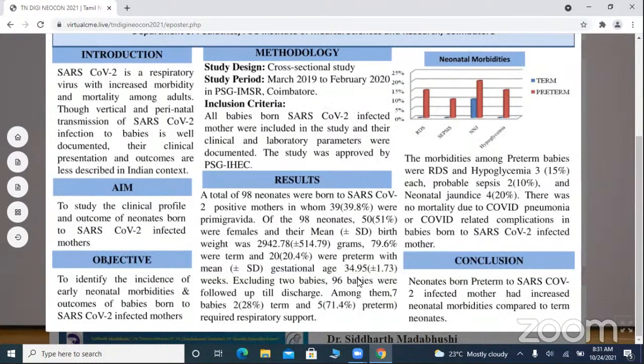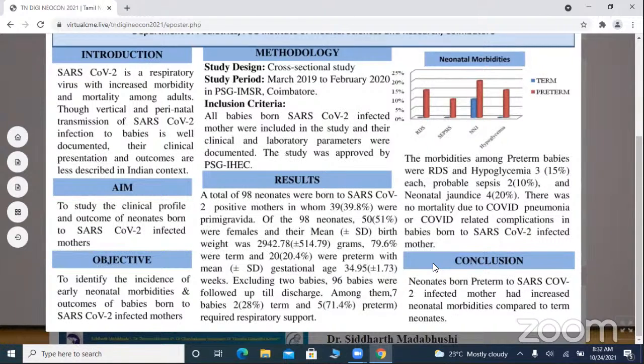The neonatal comorbidities documented in our study are respiratory distress syndrome, seen in 15%, hypoglycemia seen in 15%, probable sepsis noted in 10%, and neonatal jaundice noted in 20% of the preterm babies. And there was no mortality due to COVID pneumonia or COVID-related complications in the babies born to SARS-CoV infected mothers. So to conclude, the neonates born preterm to the SARS-CoV infected mothers had increased morbidities compared to the term neonates. However, these morbidities are similar to those seen in preterm babies born to non-COVID infected mothers.